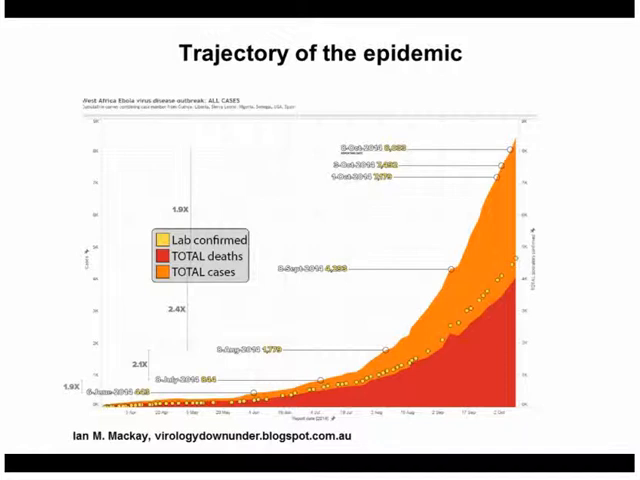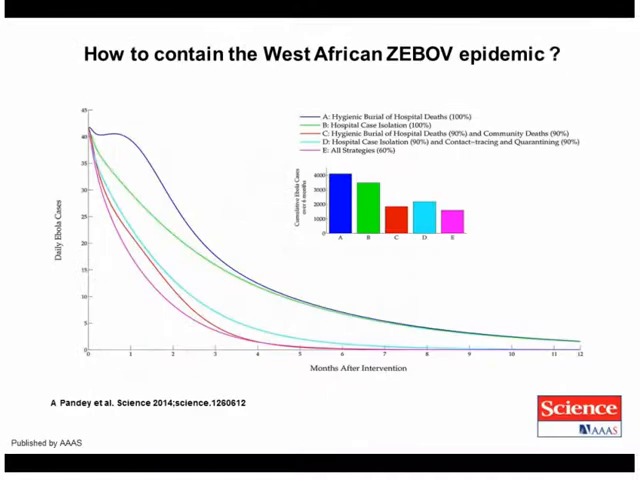So what can be done about this? That's why they're developing the vaccine. It has become a very, very high priority. But until the vaccine becomes available, what can be done to try and control this epidemic?